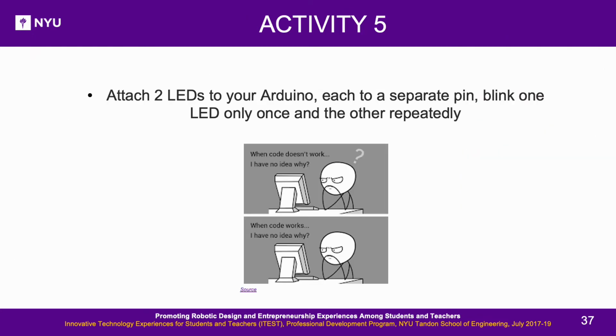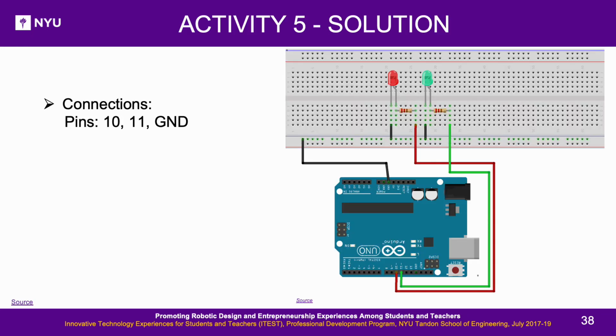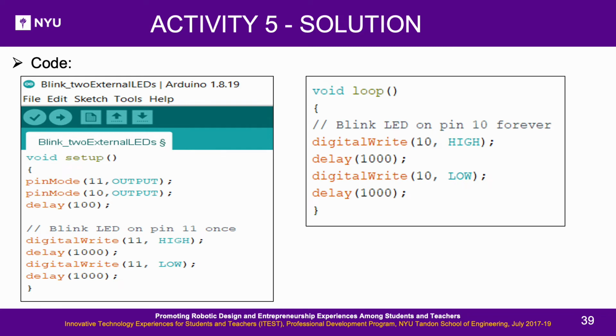Activity 5. Attach 2 LEDs to your Arduino, each to a separate pin. Blink one LED only once and the other repeatedly. Activity 5 solution. Connections: the given 2 LEDs are connected to pins 10 and 11 via resistors and the ground pin. The code for the program is as follows.